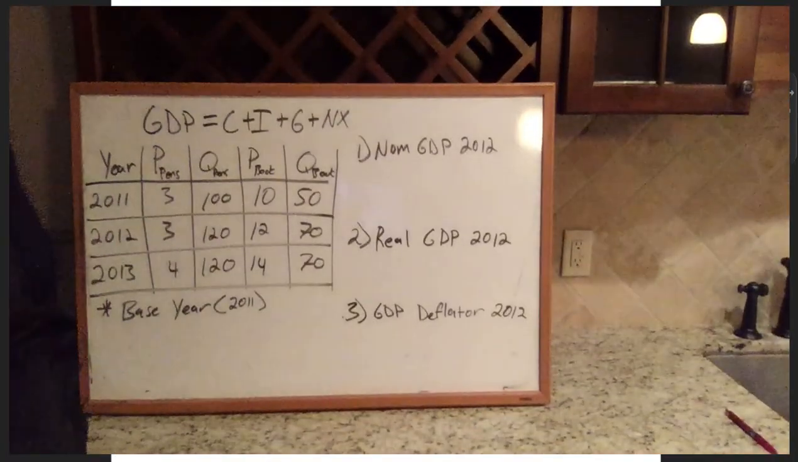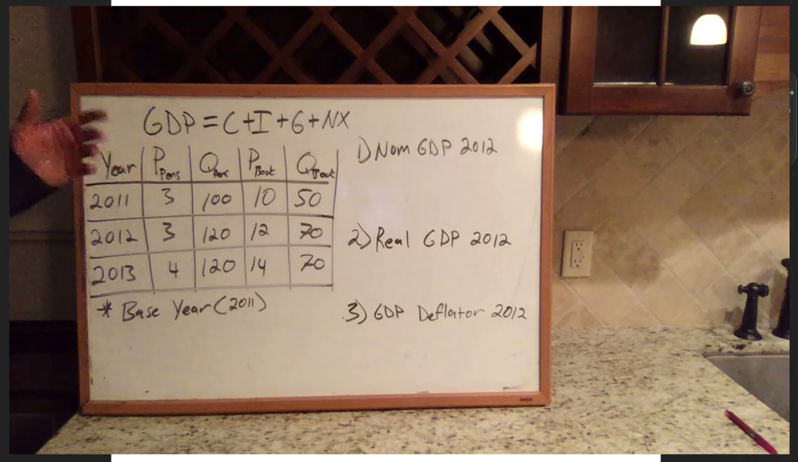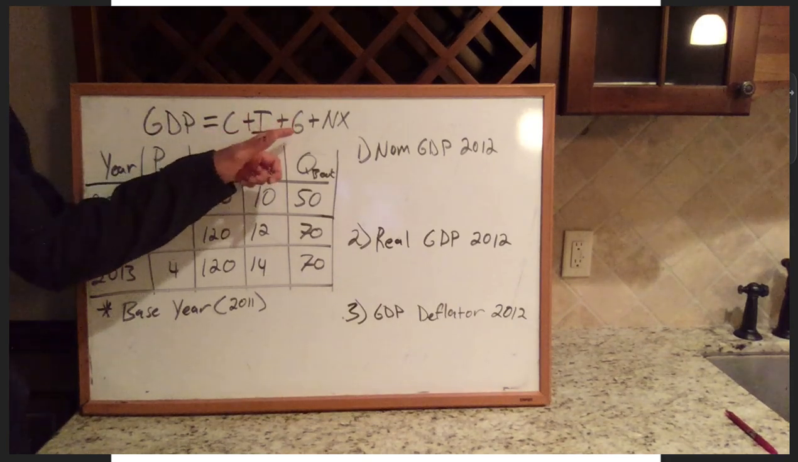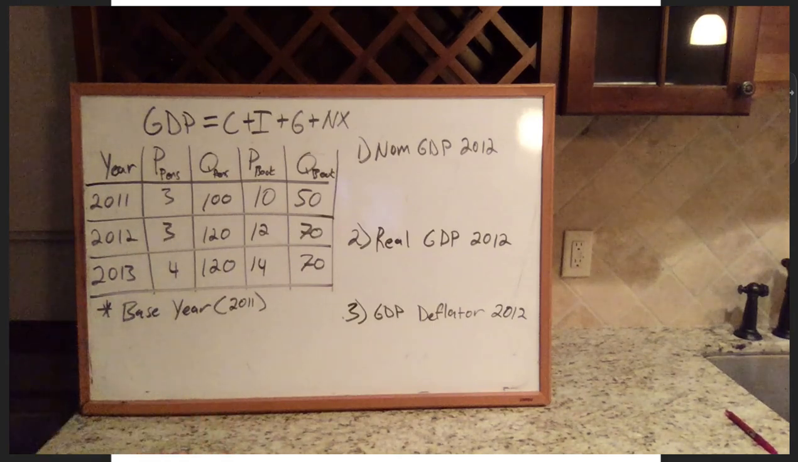So the first thing we're going to start with is GDP. So I already posted a video on this. Again, it's just another practice problem to give you guys a little bit more practice with it. So GDP, again, this is the gross domestic product. We look at consumption, investment, government spending, and net exports. Net exports is exports minus imports.